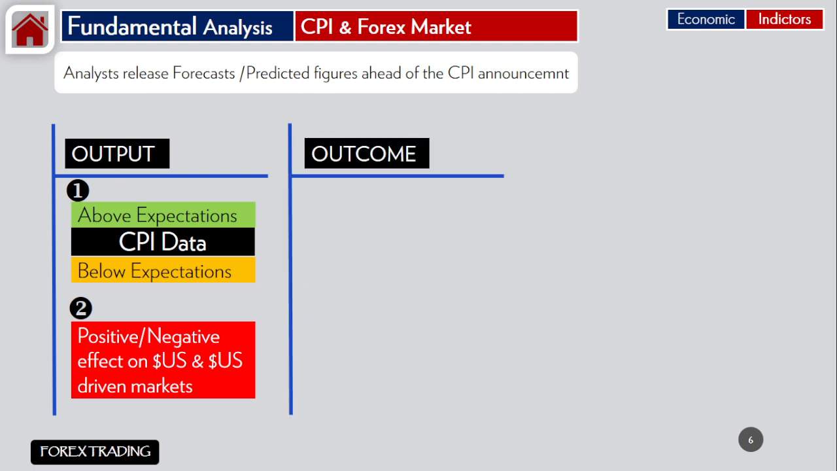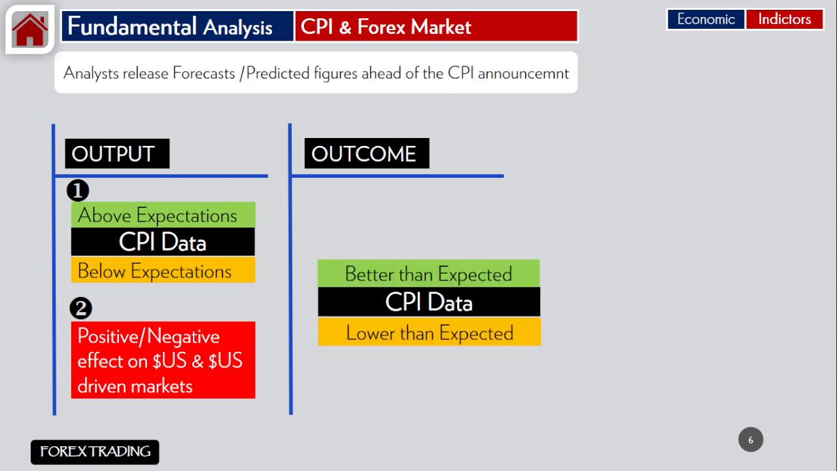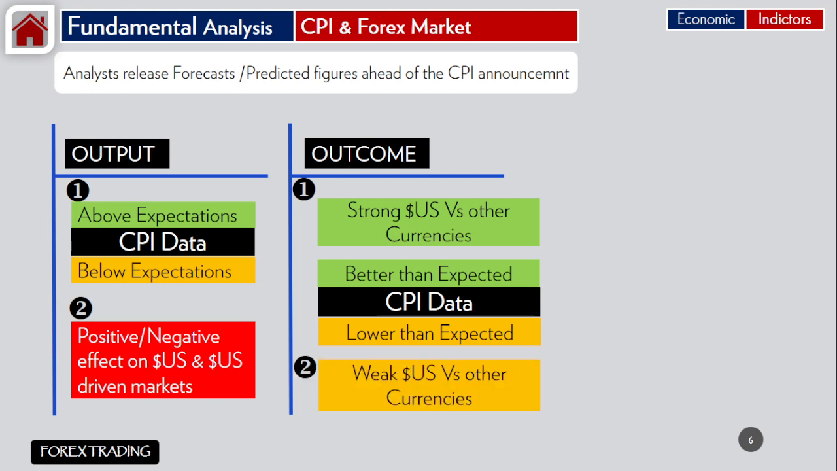So what could be the possible outcome of the CPI data? If CPI data is better than expected, then we can see a strong US dollar versus other currencies. And if CPI data is lower than expected, then we can see a weak US dollar versus other currencies.